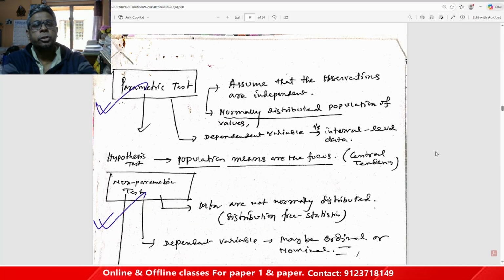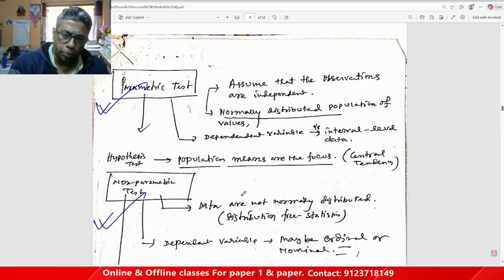The observations are independent, normally distributed population values, and the dependent variable is interval level data. In the case of hypothesis testing with a parametric test, we use the population mean as the focus, the central tendency.